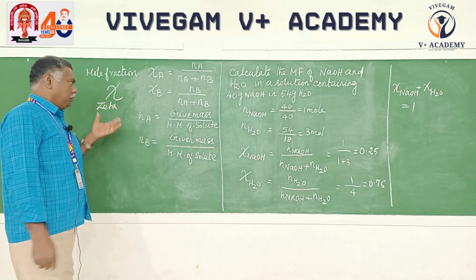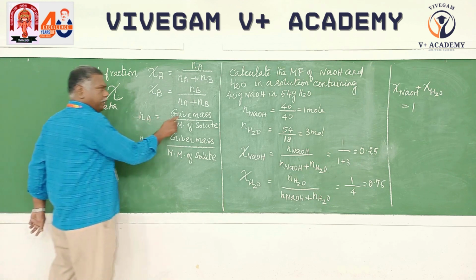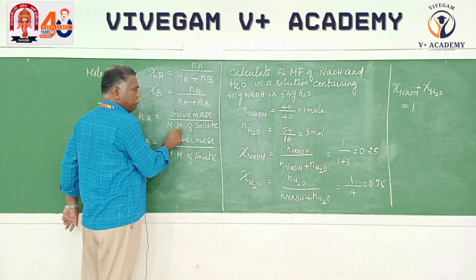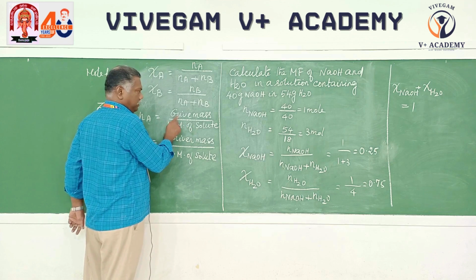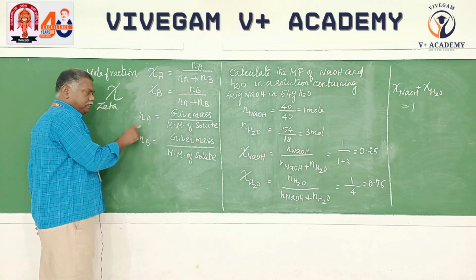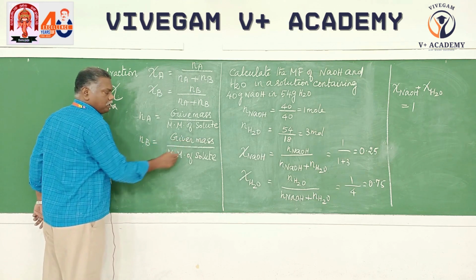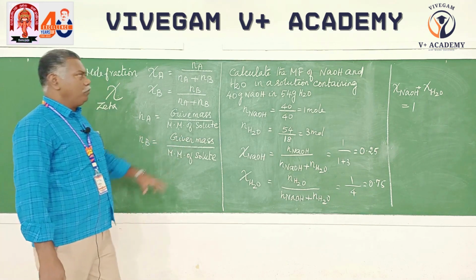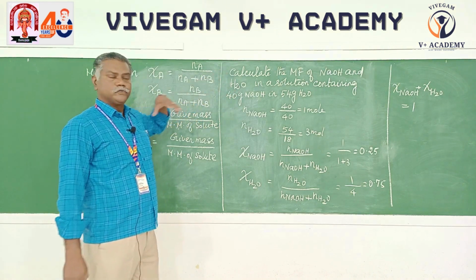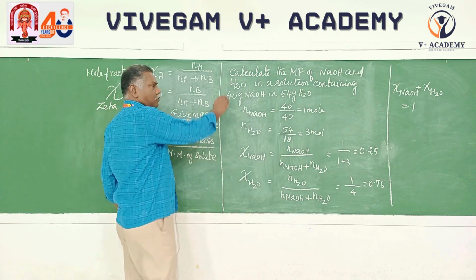Total number of moles. And Na is nothing but, we know that the number of moles is given by given mass divided by molar mass of the solute. In the same manner, for component B also, Nb is equal to given mass by molar mass of the solute. Now we can do one problem. If you understand the problem, you can easily understand the concept also.